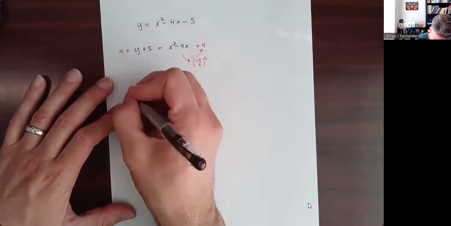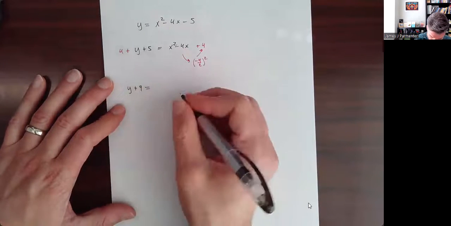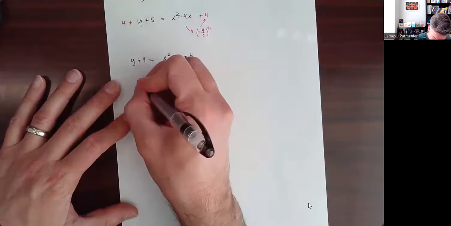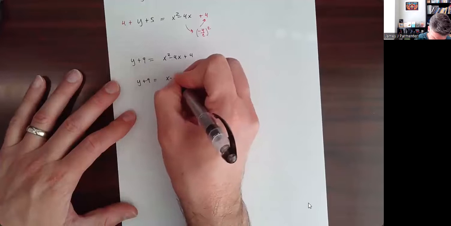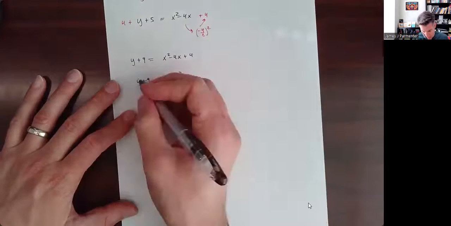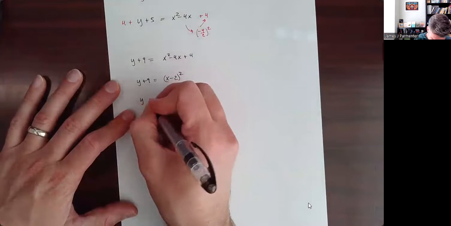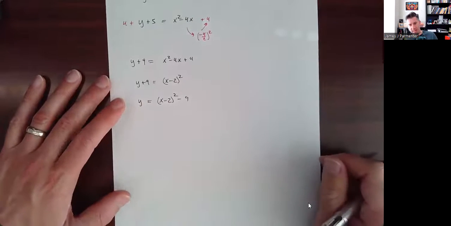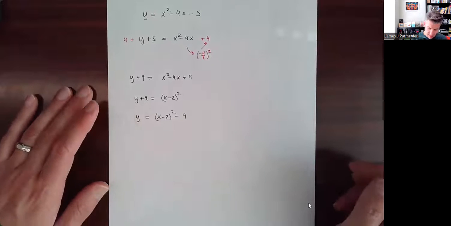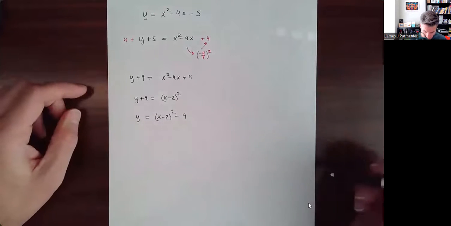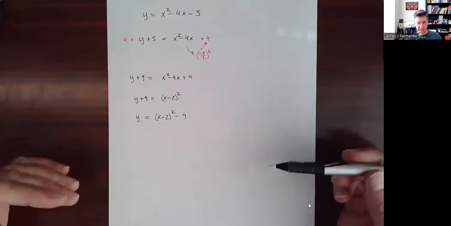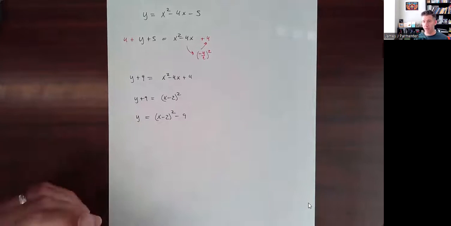4 plus 5 is 9. So I get y plus 9 equal to x squared minus 4x plus 4. So y plus 9 equals x minus 2 squared. And then you can bring that back over. That's another way people like to do it. It's never been the way I've thought about it, but it does totally work. You can also quickly get to the quadratic formula from this, which is kind of neat, but that's a discussion for another day.